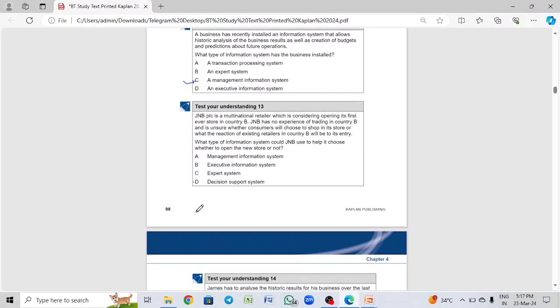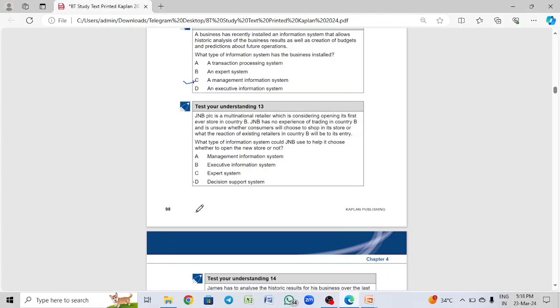Okay, now test to understand number 13. Test to understand number 13 says JBN Public Limited Company is a multinational retailer which is considering opening its first ever store in country B. JBN has no experience of trading in country B but is unsure whether consumers will choose to shop in its stores or what the reactions of existing retailers in country B will be to its entry.